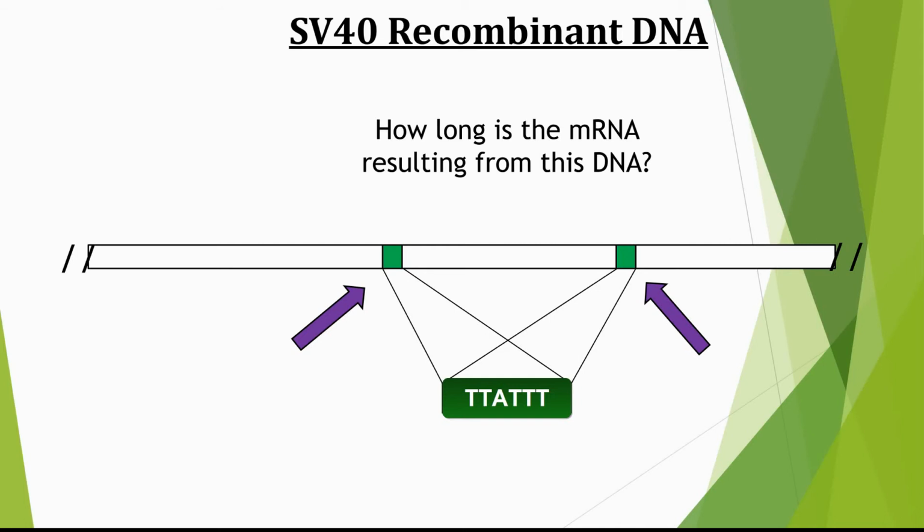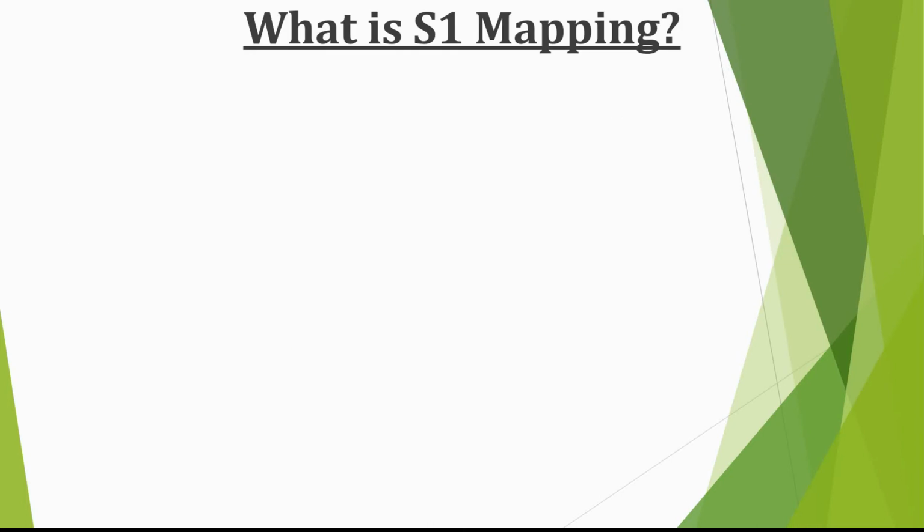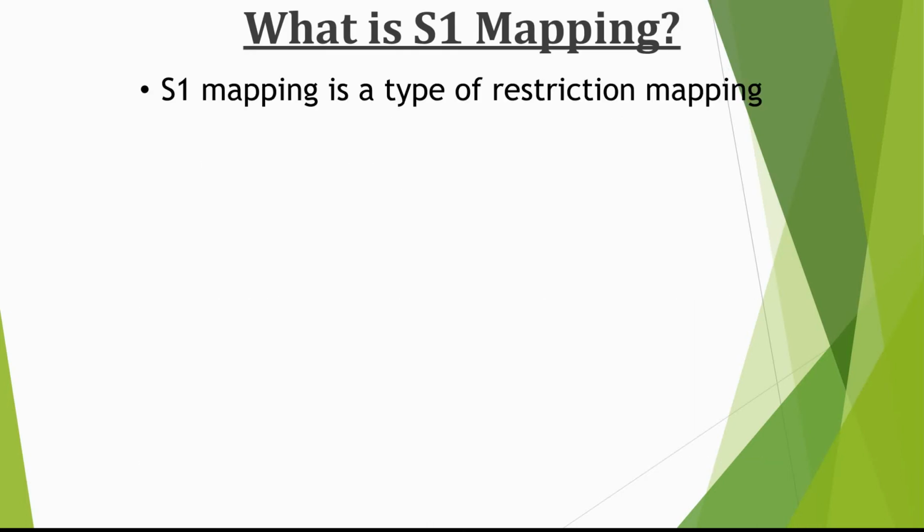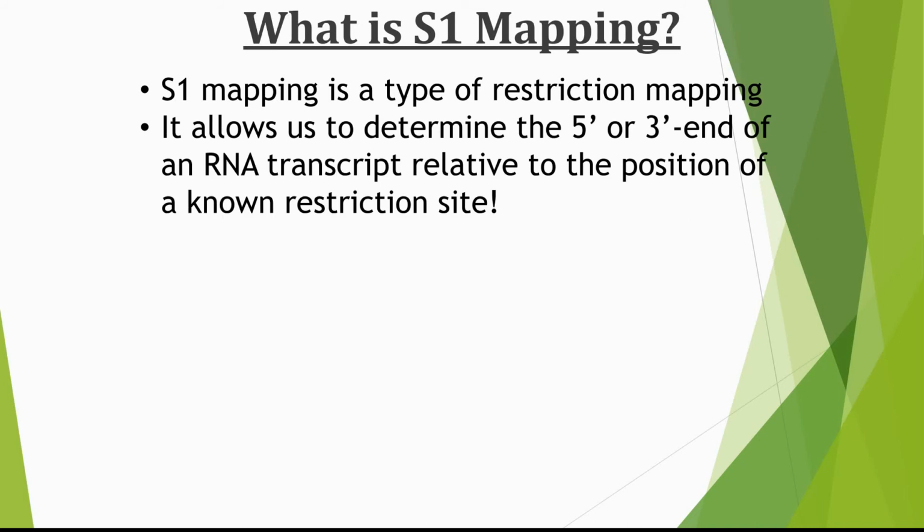which, if you aren't too familiar with or just want to brush up on, I'll talk about now before we really get started with the data. S1 mapping is a type of restriction mapping that allows us to determine either the 5' or 3' end of an RNA transcript relative to the position of a known restriction site by hybridizing it to a labeled DNA probe complementary to the RNA of interest. In this experiment, since we're interested in looking at the 3' end of the RNA, the researchers are specifically going to be using 3' S1 mapping, which I'll go over right now.